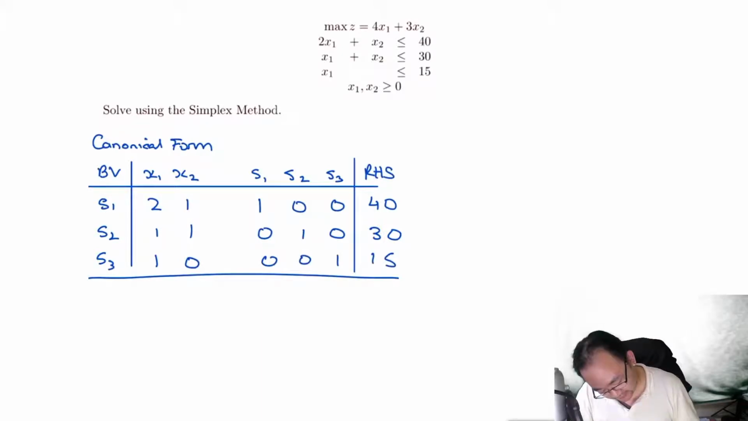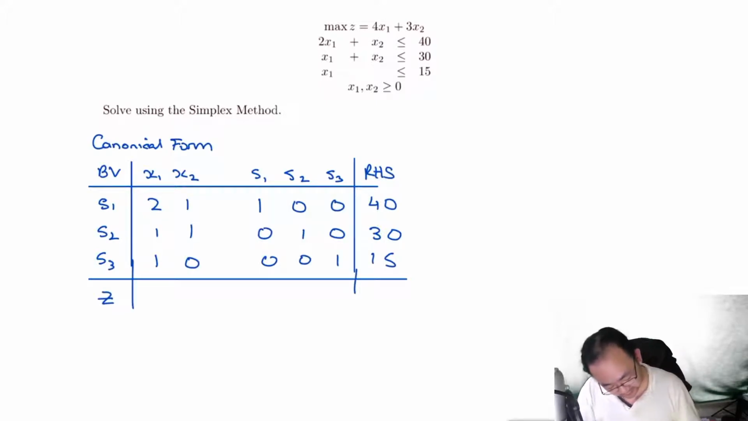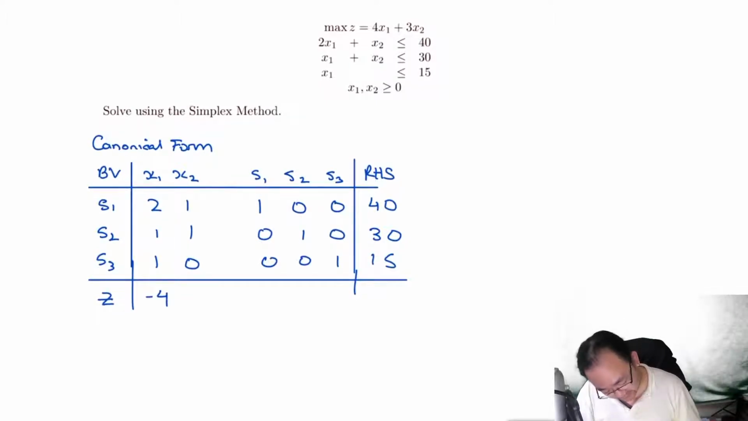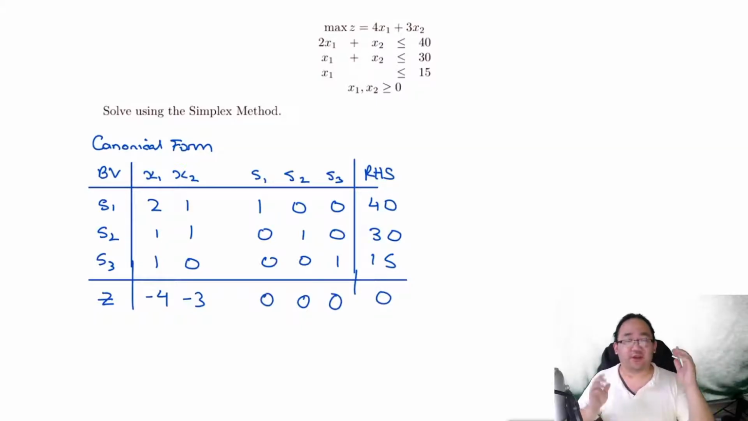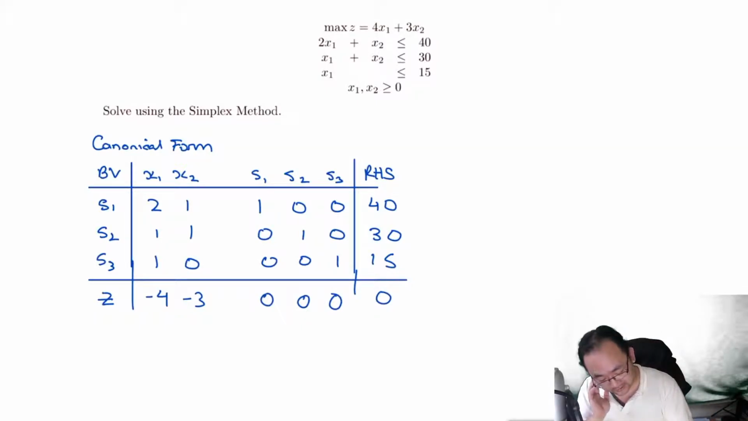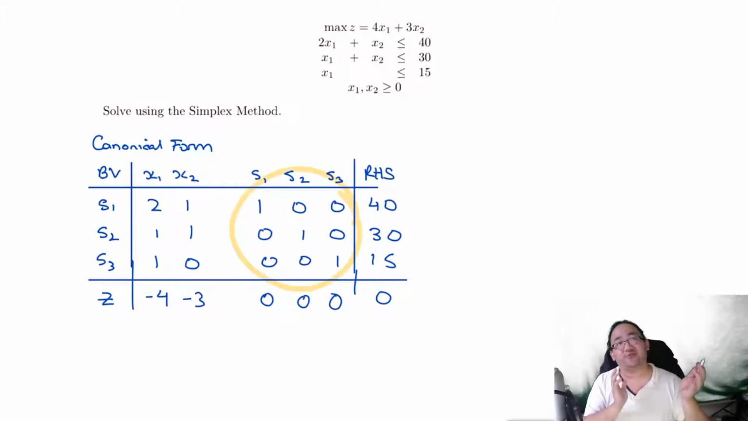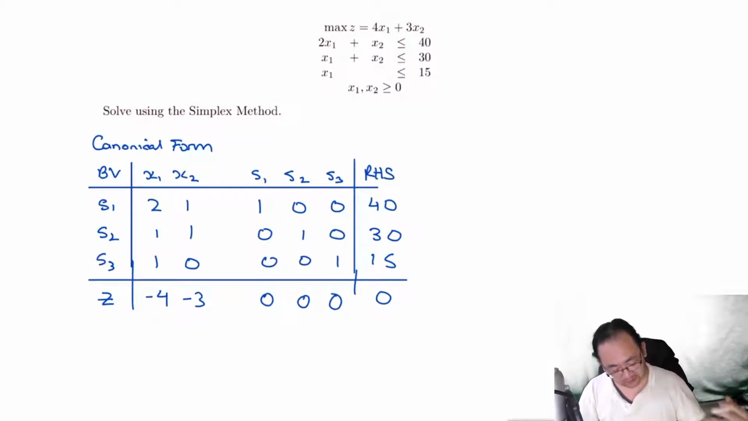And then I'm going to do the objective function. This is going to be the z row. So that's going to be minus 4x1, minus 3x2, and then that's going to be equal to 0, and then zeros as well. So again, you can see you've got an identity matrix, or just a matrix with ones down the diagonal, and so that's basically what we've come to expect.